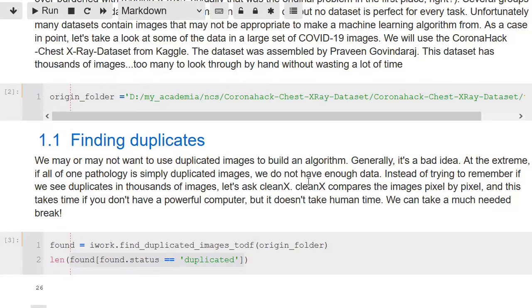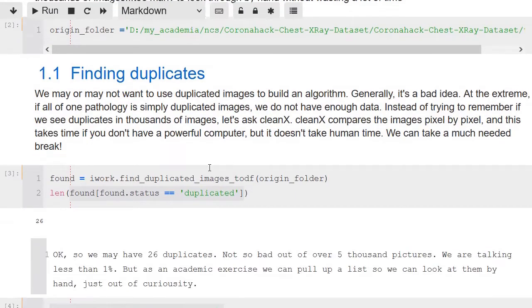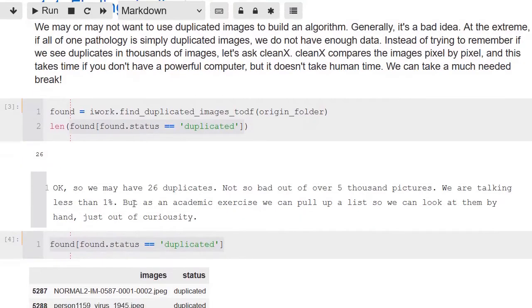In any data set, we might want to take a look at the duplicates. So we can do that in cleanX very quickly. And it turns out in this data set, cleanX finds 26 duplicated images, which is not a lot in over 5,000 pictures. It's actually under 1%.